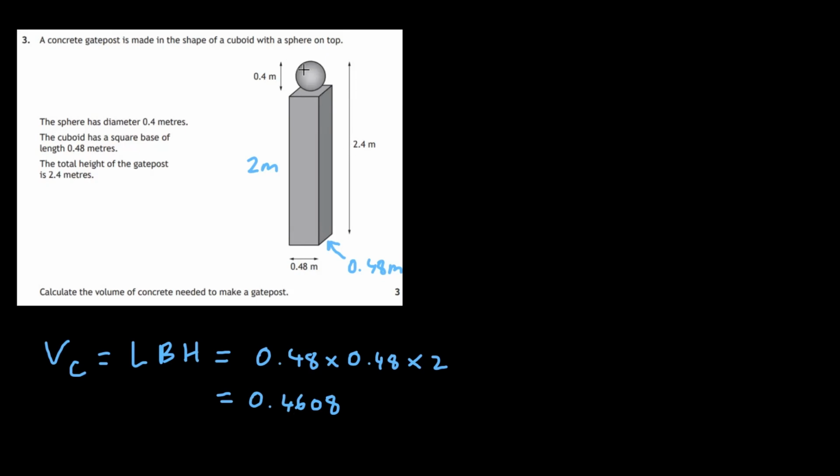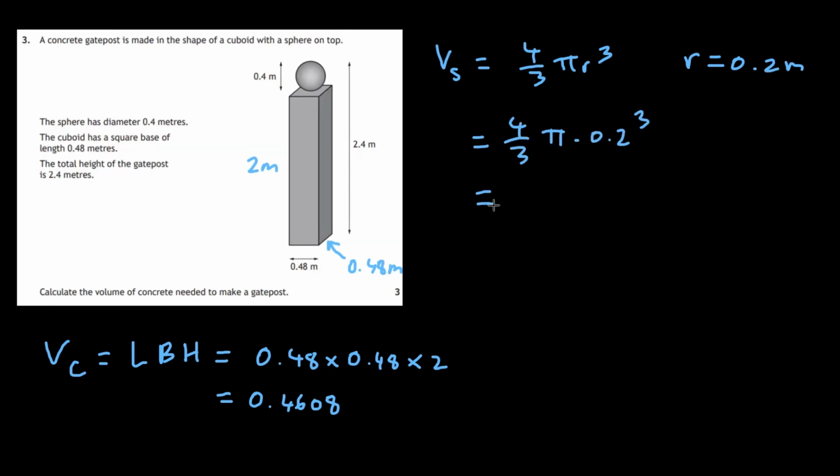Now let's find the volume of the sphere. So Vs equals 4 over 3 pi r cubed. And you get this formula in the formula sheet, by the way, so you don't need to memorize it. So the radius is just half the diameter, so r equals 0.2 meters. And then you would just plug that into the formula. So 4 over 3 times pi times 0.2 cubed.